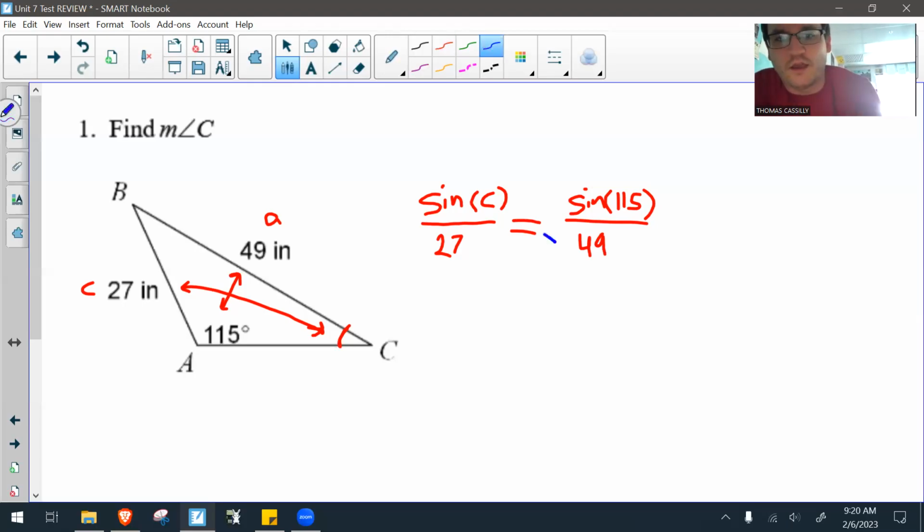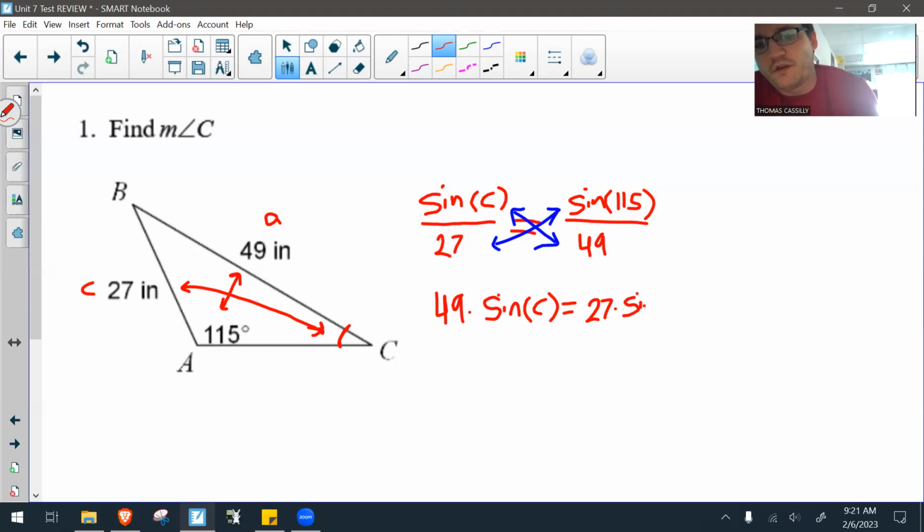We're going to go ahead and cross multiply. All right, so what we end up with is 49 times the sine of C. That equals 27 times the sine of 115. Now, you're tempted to go ahead and type this in your calculator and get some long decimal, okay? But when we get a long decimal, we end up rounding it. So let's just try to avoid doing that.